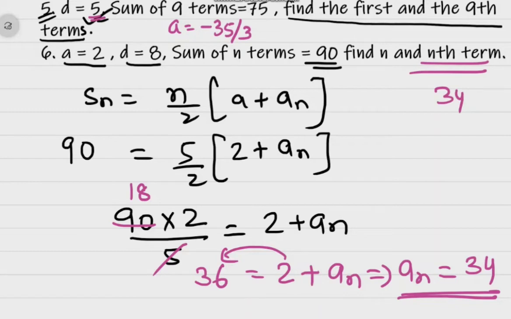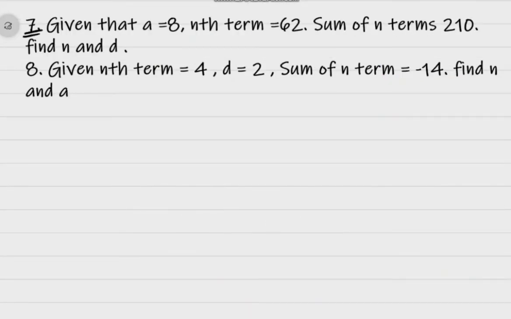And the number of terms n is equal to 5. We have just calculated. Now in question number 7, given that a is equal to 8, the nth term an is 62, and the sum of n terms Sn is equal to 210. Now what you need to find out? You need to find the value of n and the value of d.